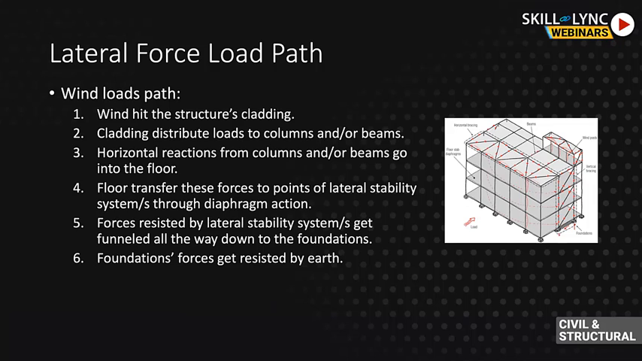So as you can see on the right-hand side image, our main lateral stability system is a braced bay located on the right-hand side of the structure. So the floor diaphragm will deliver the forces to that bay. Forces will be resisted in the diagonals. In this case, the diagonals are in tension, and then the back columns are in tension, front columns are in compression, and then these will be delivered all the way down to the foundation and resisted by the earth.